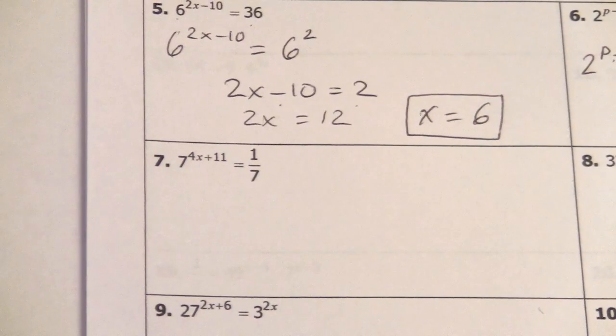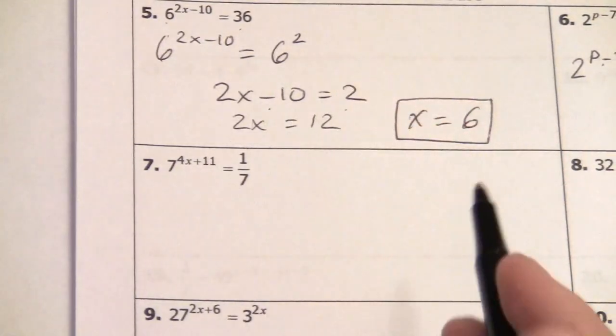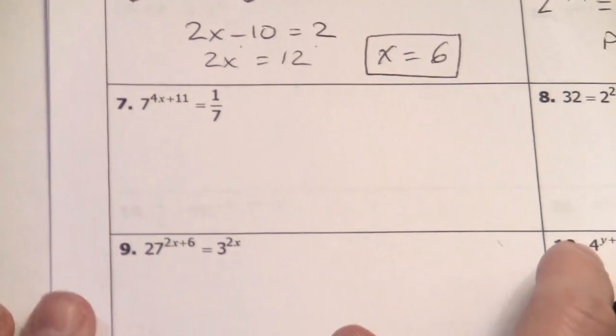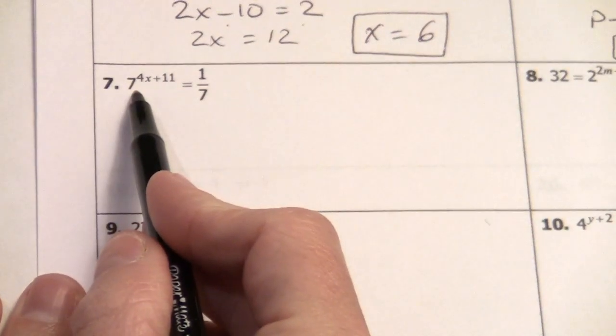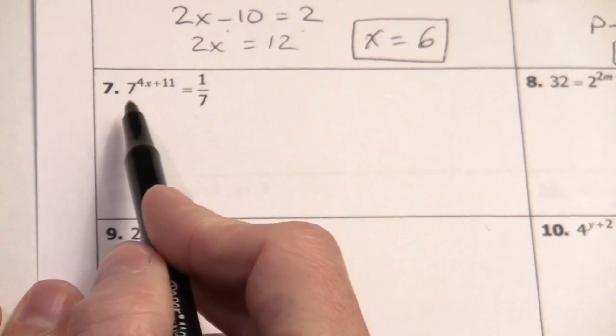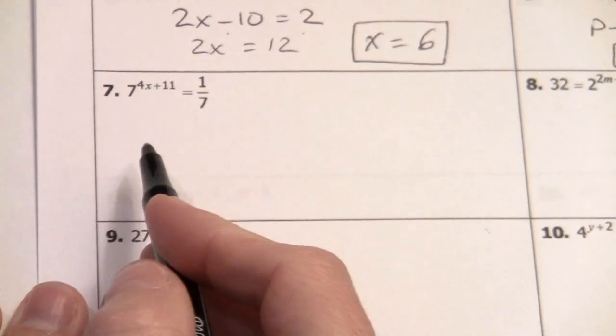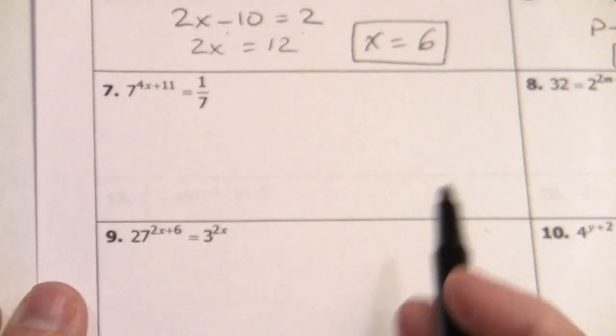This one's a little bit different. Number 7. We have 7 raised to the power 4x plus 11 equal to 1/7. Now, if you notice, they both contain 7s, which is great. However, 7 and 1/7 obviously not the same.